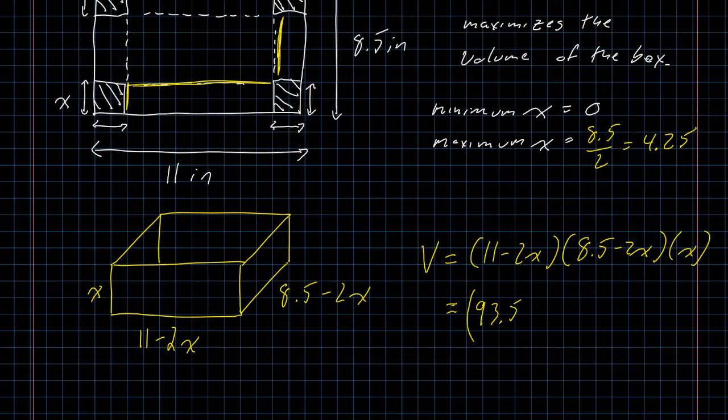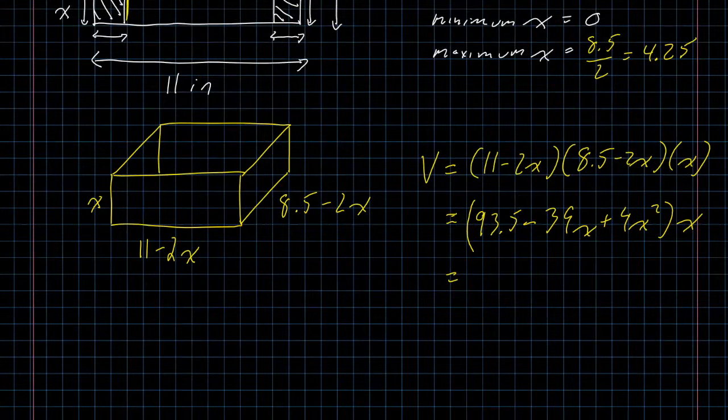Add those things together, and we get that this is going to be minus 39x. Then we have minus 2x times minus 2x, which is going to be plus 4x squared. And then multiply all of that times x, and we get 93.5x minus 39x squared plus 4x cubed.